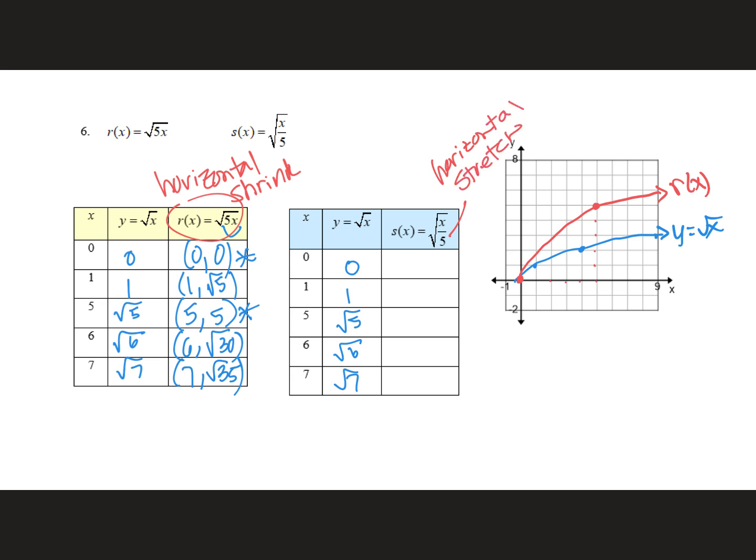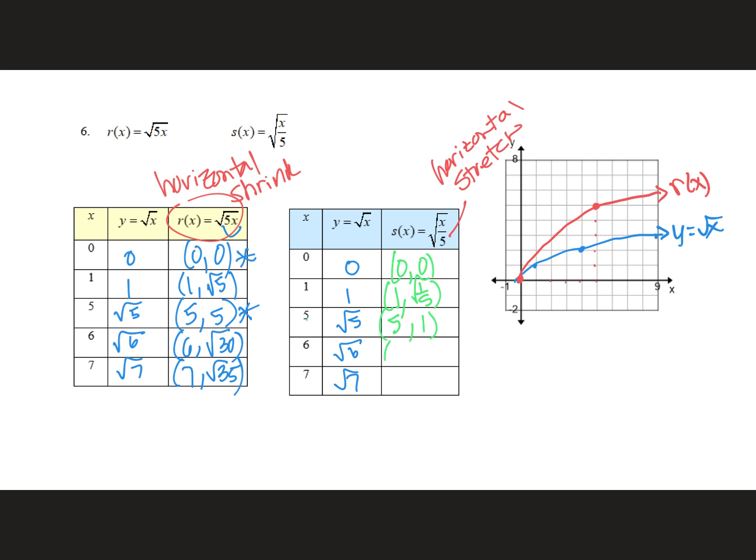Okay. And I'm going to do the same thing here that I did on the other ones. If I put 0 in, oh, let me put a different color, because we want to graph in a different color. So if I put 0 in, 0 divided by 5 is 0. Square root of that is 0. If I put 1 in, 1 divided by 5 is 1/5. The square root of that is 1 over 5. If I put 5 in, that gives me 1. So the square root of that is 1.